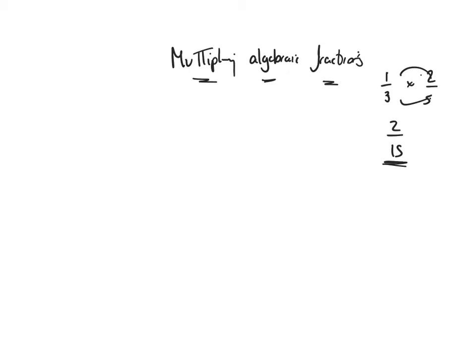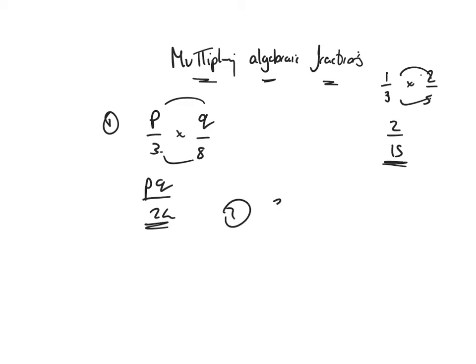and we call them algebraic fractions. Okay, let's look at example 1, p over 3 multiplied by q over 8. Okay, p times q is pq and 3 times 8 is 24. Can't simplify that. Final answer. Example 2, 3 over p times 4 over p. 3 times 4 is 12. p times p is p squared. Can't simplify it. Final answer.